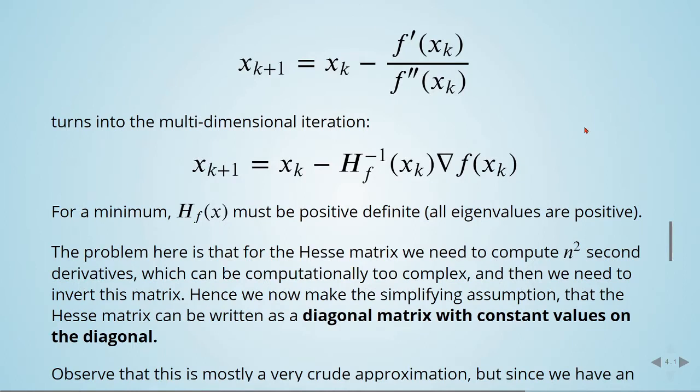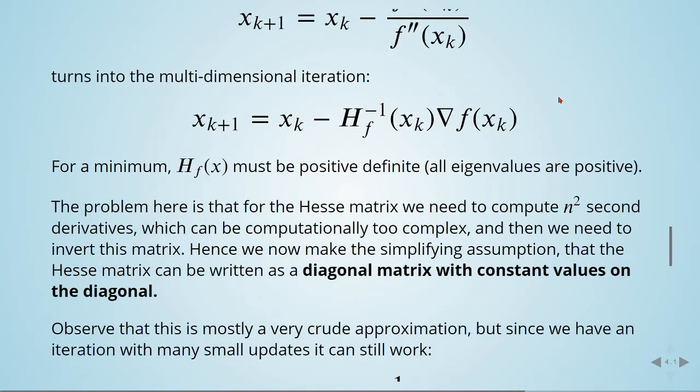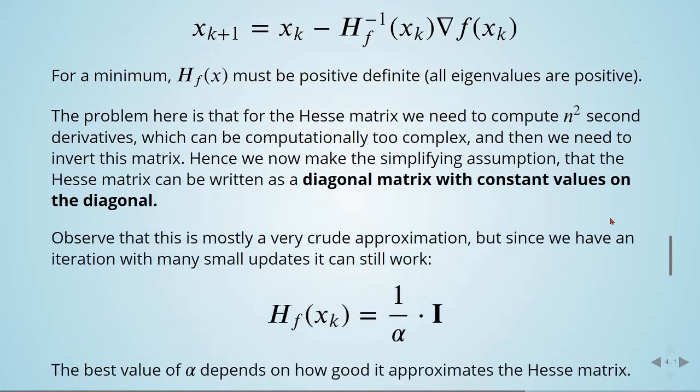The problem here is that for the Hesse matrix, we need to compute n squared second derivatives, which can be computationally too complex, and then we need to invert this matrix. So what we can do is to make a simplifying assumption that the Hesse matrix can be written as a diagonal matrix with constant values on the diagonal.